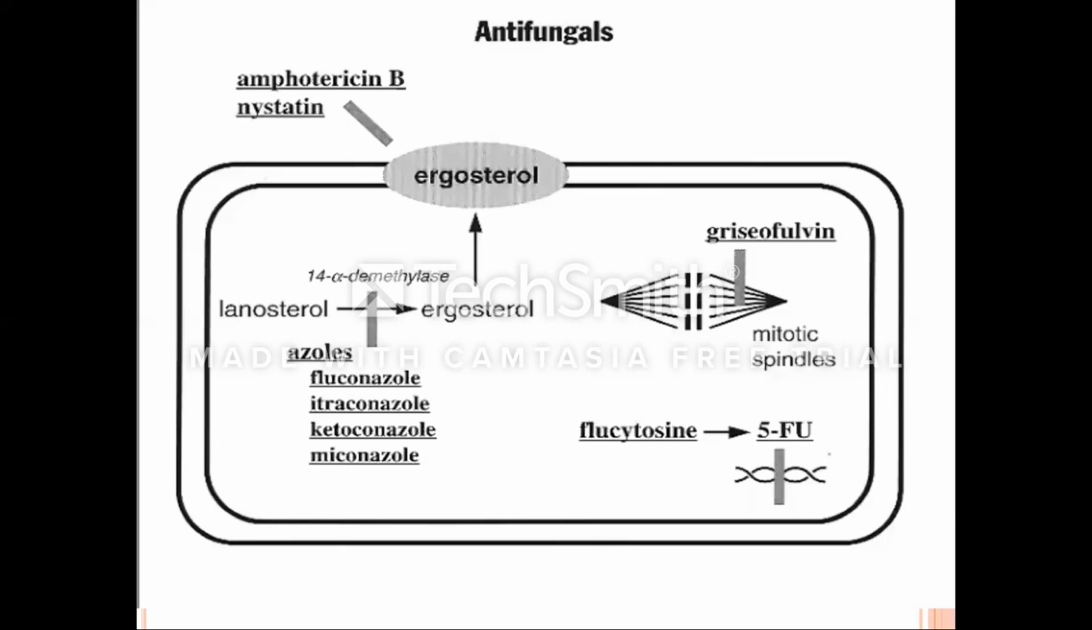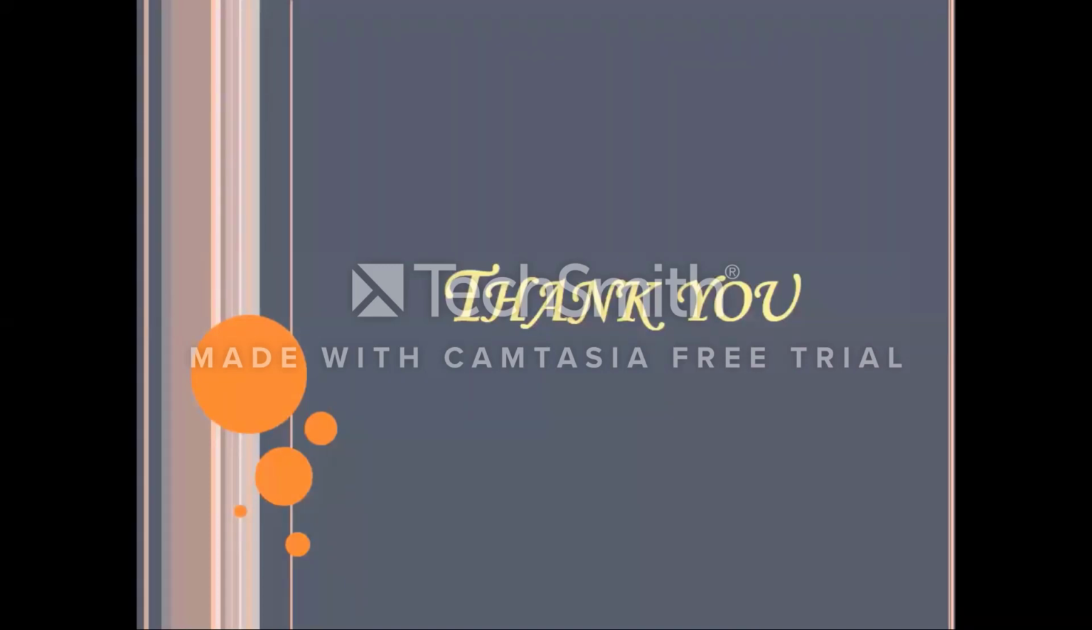So all these drugs can be shown in one diagram as shown over here: amphotericin B and nystatin interfering with the fungal cell membrane, then various azoles interfering with ergosterol, flucytosine interfering with DNA replication, and griseofulvin interfering with mitotic spindle formation. So this is how you can remember the various types of antifungal drugs acting at various sites within the fungi. So thank you.